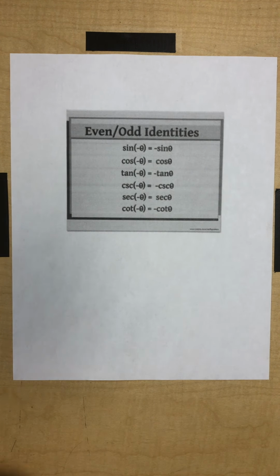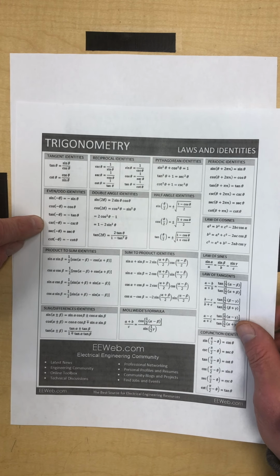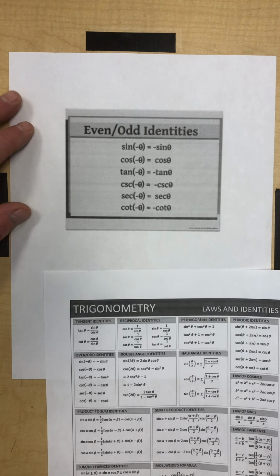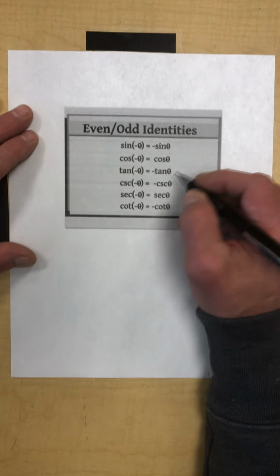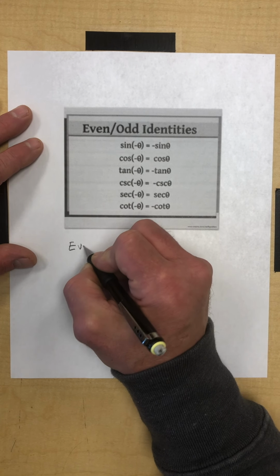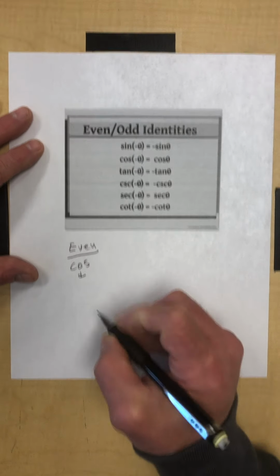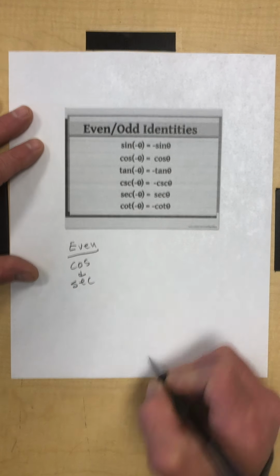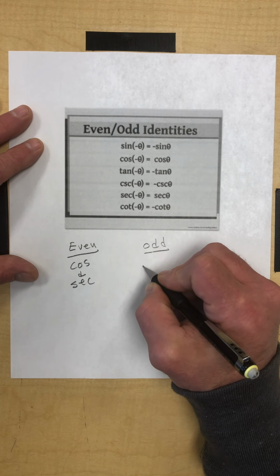Do we have this stuff on this sheet or not? Yes, we do. We have this stuff right over here, so it's on there. I also have this. It's in your notes. The easiest way to remember this, and you might want to make a little note of it, is that the only even functions are cosine and its reciprocal, secant. Odd functions, everything else.